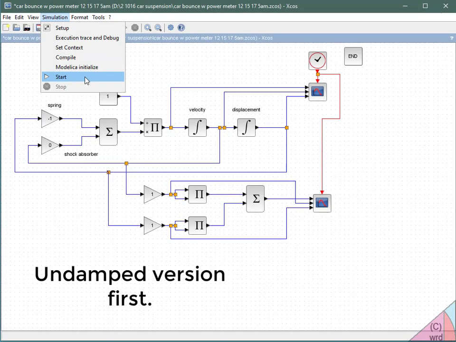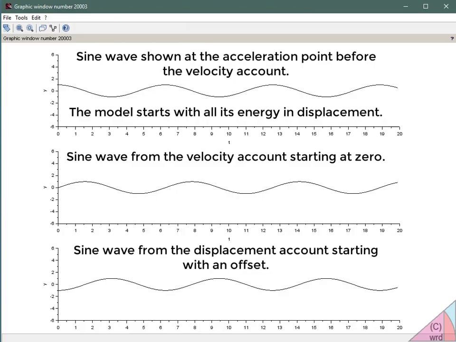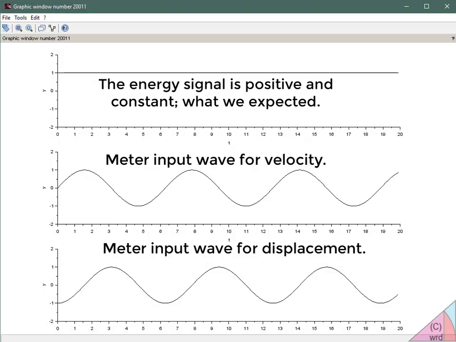First run, let's watch it with the shock absorber turned off. Sheet 1. We see sine wave on the accounts after the teenagers slide off. Sheet 2. What about the energy meter? It is positive and constant. Energy has no way to leave the system.